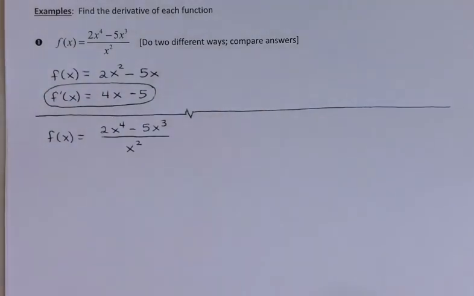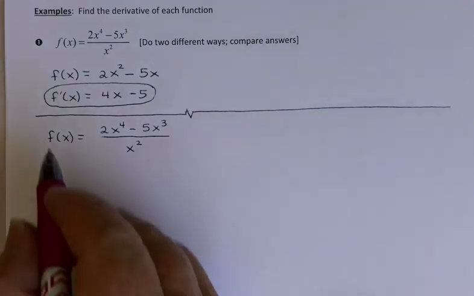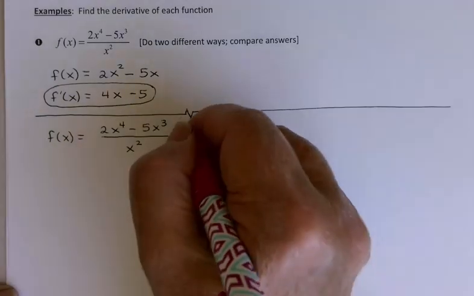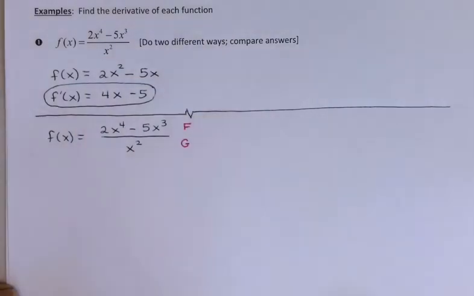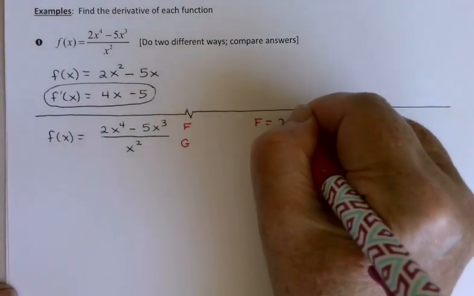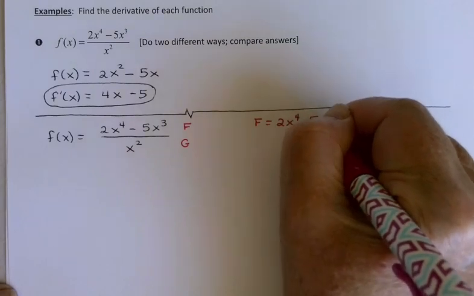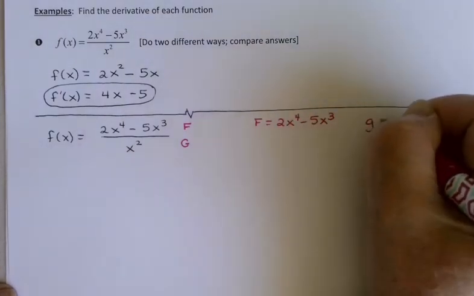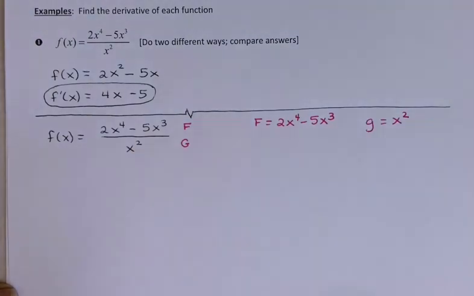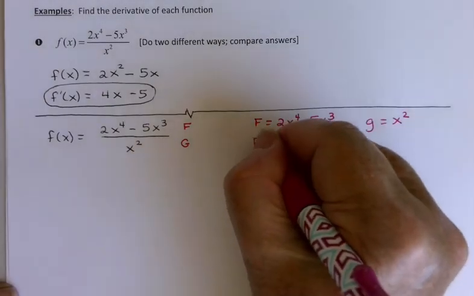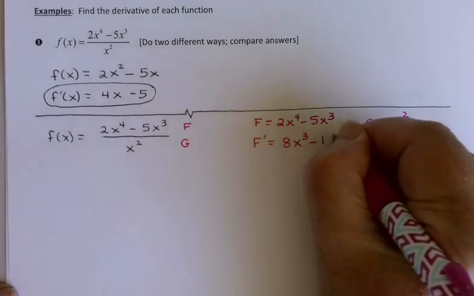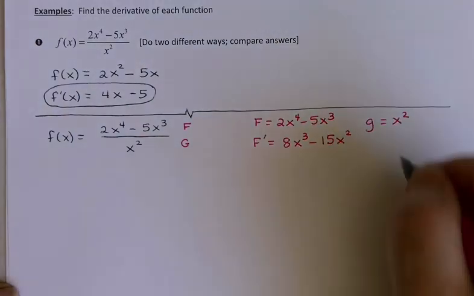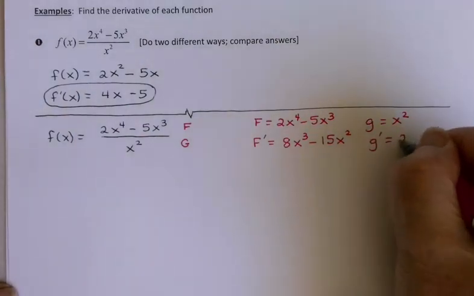If I want to use the quotient rule, I'm going to define the f as the top function and the g as the bottom. And again, sometimes when my function's already got a name like f or g, I just use capitals just to make sure I don't confuse myself later. So let's think f and g. F is the numerator, and g is the denominator. That means that f prime would be 8x cubed minus 15x squared, and g prime would be 2x.